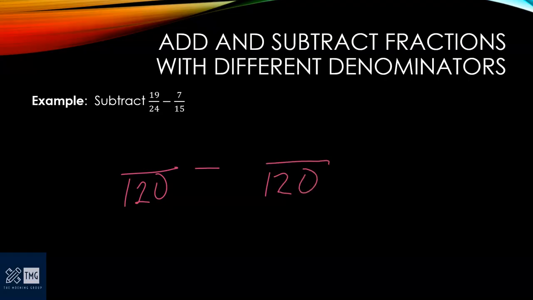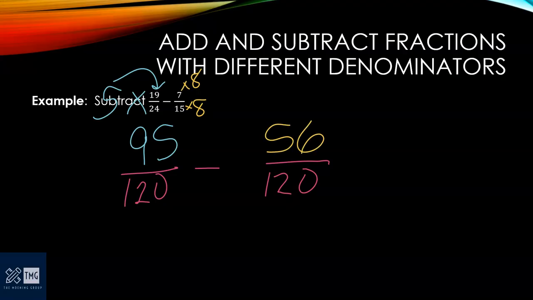Okay, so now that we know that our common denominator is 120, you might need to say, okay, 24 times what gives me 120? Well, if you don't know that, you can divide. 120 divided by 24 gives me 5. So my first fraction needs to be multiplied by 5 because 5 times 24 is 120. So 5 times 19 gives me 95. And my second fraction: 15 times 8 gives me 120. So 7 times 8 is 56.